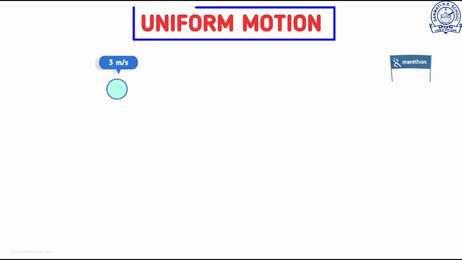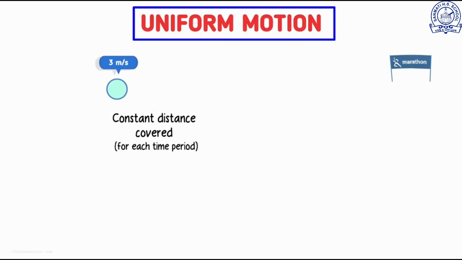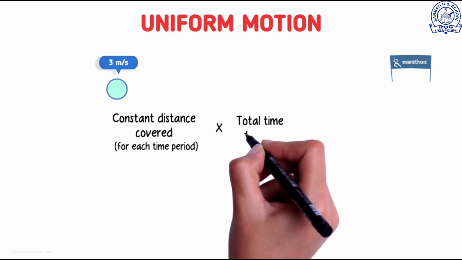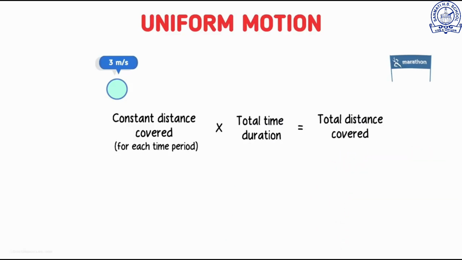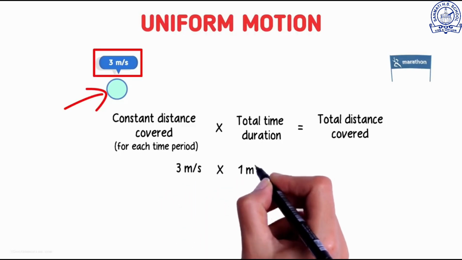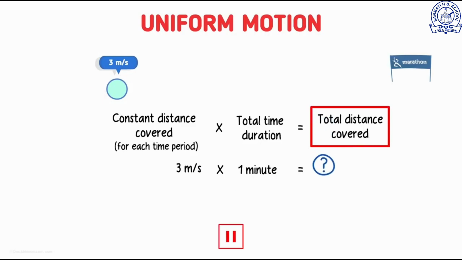So in case of uniform motion, if we know the constant distance covered for each time period, along with the total time duration of motion, we can calculate the total distance covered. What do I mean by this? If I said this man ran at a uniform speed of 3 meters per second for a minute, can you tell me how much distance he covered?